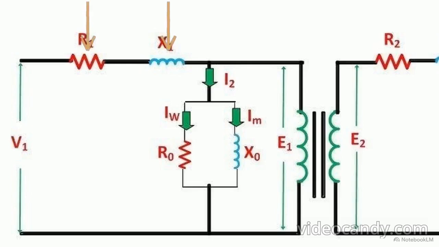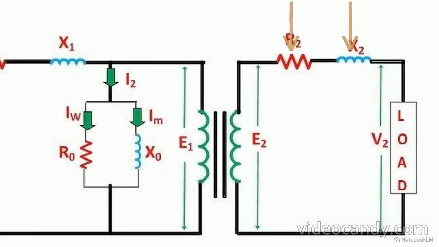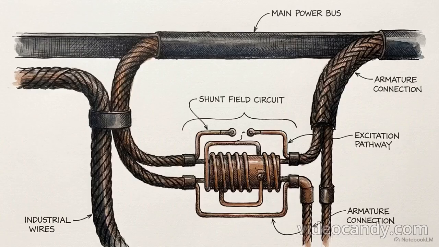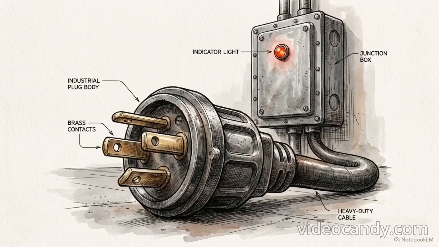R1 and X1 represent the primary winding's series resistance and leakage reactance, while R2 and X2 track the same forces on the secondary side. Between these windings sits a shunt excitation branch. Because the iron core requires constant magnetization to induce a current, a transformer consumes power even when the secondary circuit is completely open and idle.